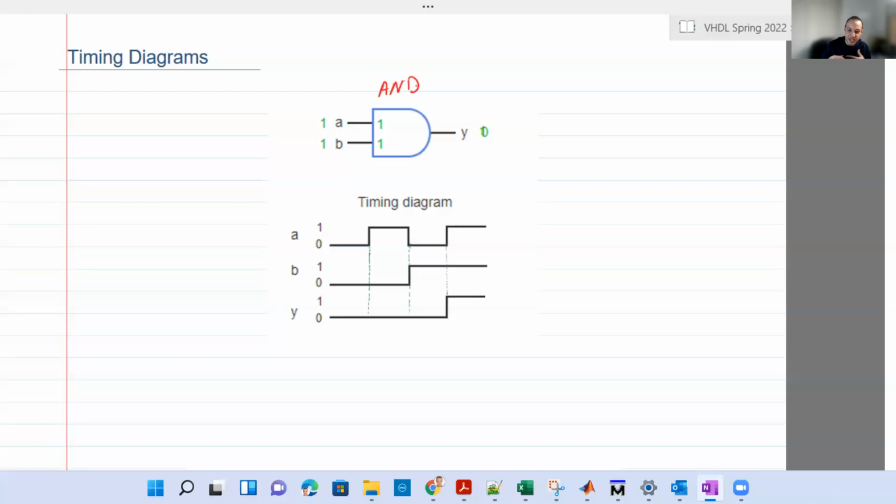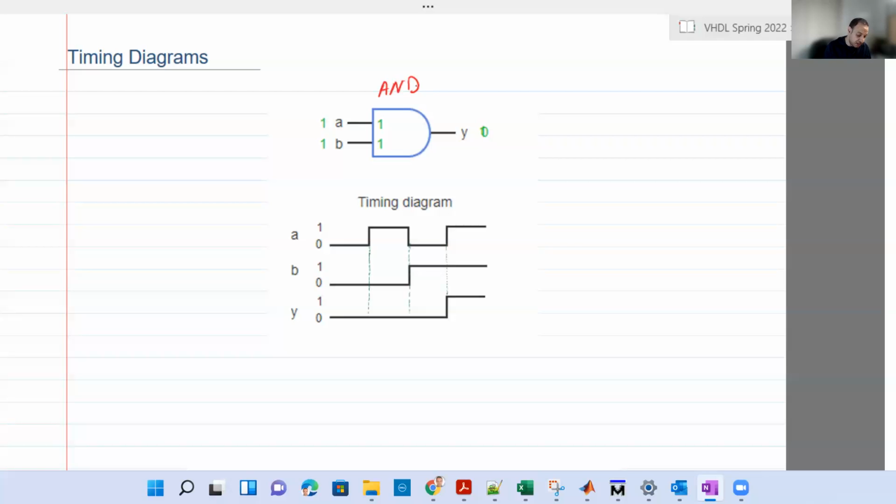So what will be the output in these cases? If you have a continuous input, what will be the shape of the output? This is basically how to do a timing diagram, okay? So let's take an example. This example is already solved.